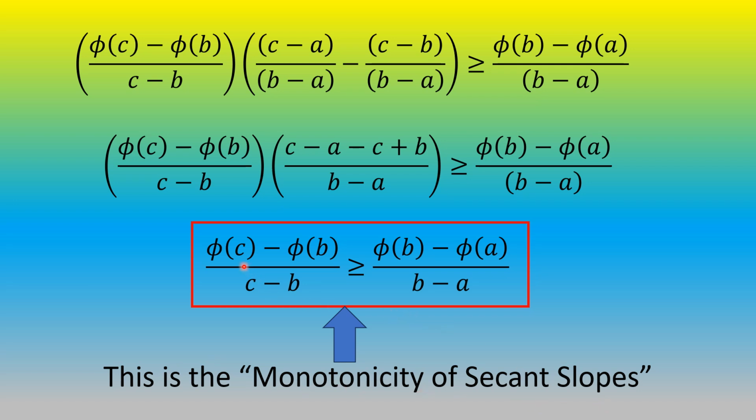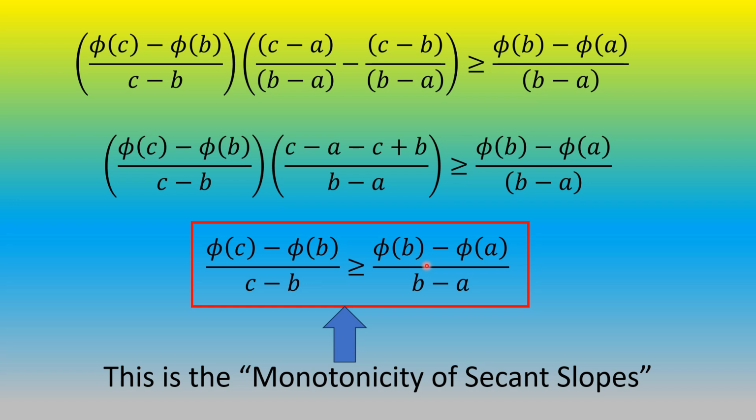So it's saying that phi of c, that's the rightmost point, minus phi of b, that's the middle point, over c minus b. So that's the slope between c and b. And that slope is greater than or equal to the slope between a and b.